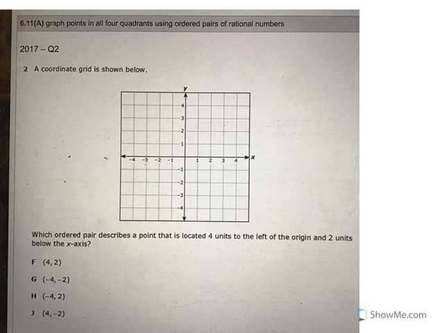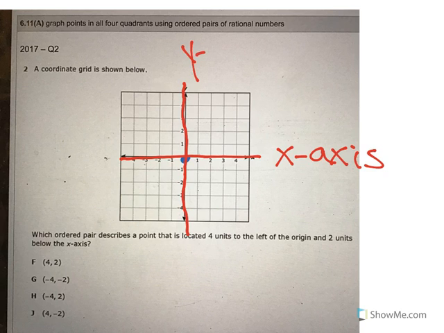All right, next one. Coordinate grid is shown below. Which ordered pair describes a point that is located 4 units to the left of the origin, and 2 units below the x-axis? Now, they brought this up because I didn't talk about that earlier. The axis, now the axis is this line right here. This is the x-axis, and this line right here, if it were a line, would be the y-axis. Okay, so we're starting off again at the origin, and we're going to go 4 to the left. So 1, 2, 3, 4, and it's 2 units below. So we go 1, 2, and that's where my point would be.